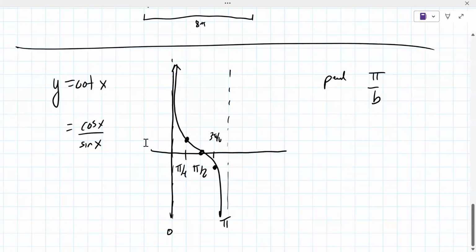But you have to know this to start. You have to know this parent function to do any of the others. It's just way too hard to do otherwise. Okay.